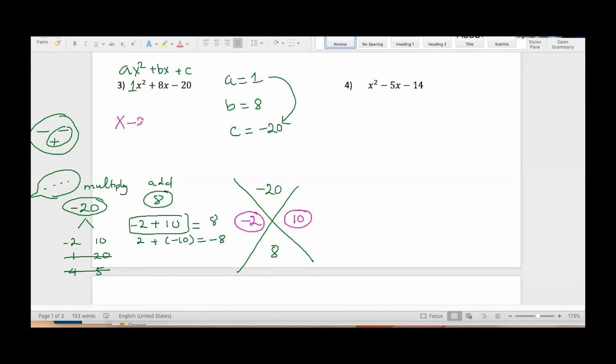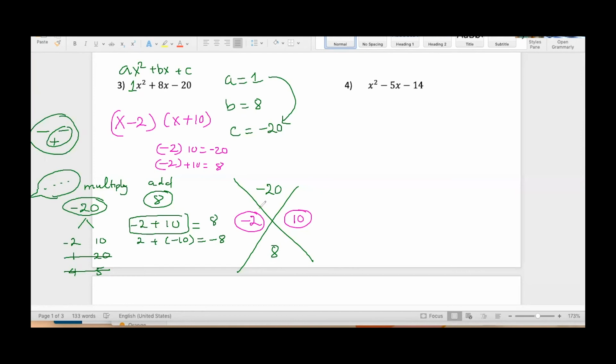So right here, x minus 2, x minus 10. My bad, x plus 10, because -2 times 10 gives me -20. -2 plus 10, whoa, it's going to give me positive 8. So perfect, okay? So those are the numbers.